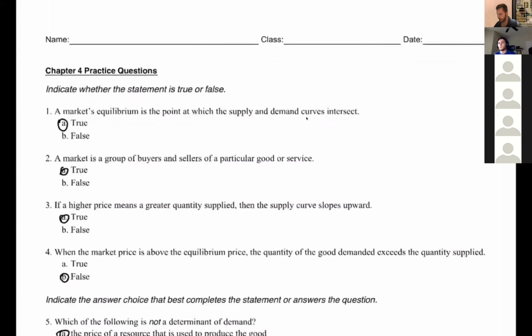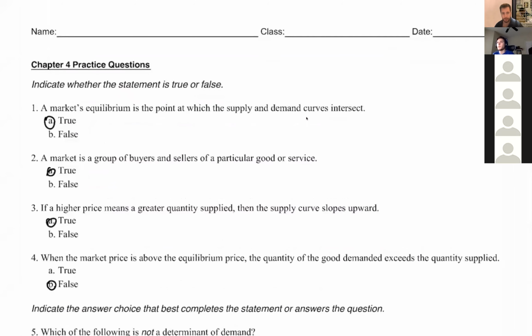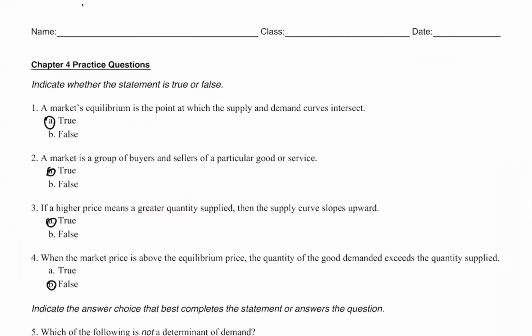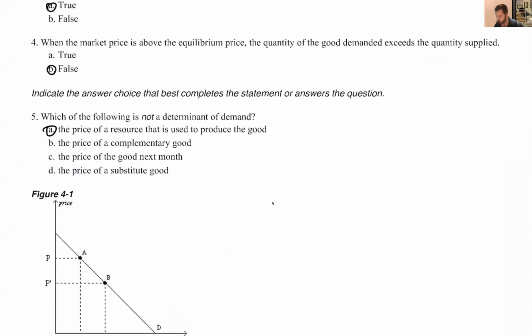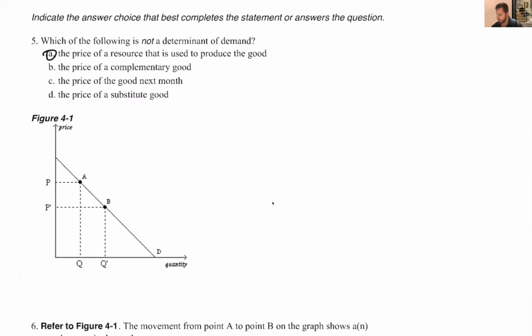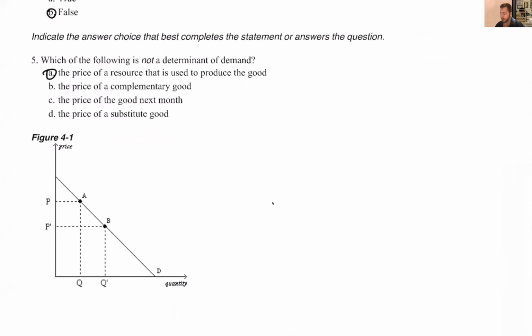Awesome. So I'm now going to do a little bit of chapter 4, supply and demand. I think the first couple on top, the true and false ones, are pretty self-explanatory. So I'm going to go to number 5. Which of the following is not a determinant of demand? You just have to memorize what influences the demand of a good. So it's future price, which means the price of the good next month. Then substitutes and complements also can influence the demand.